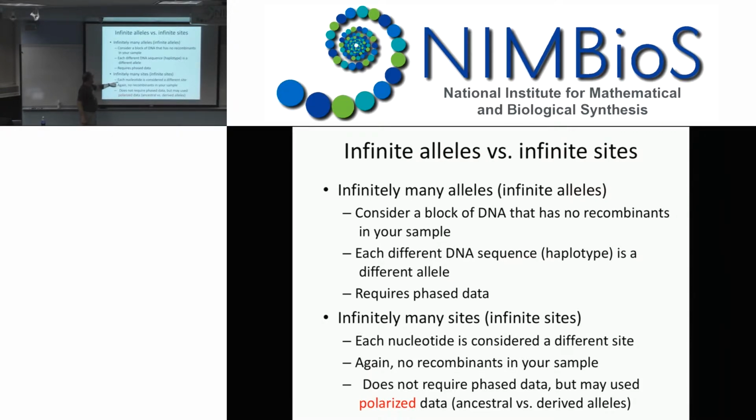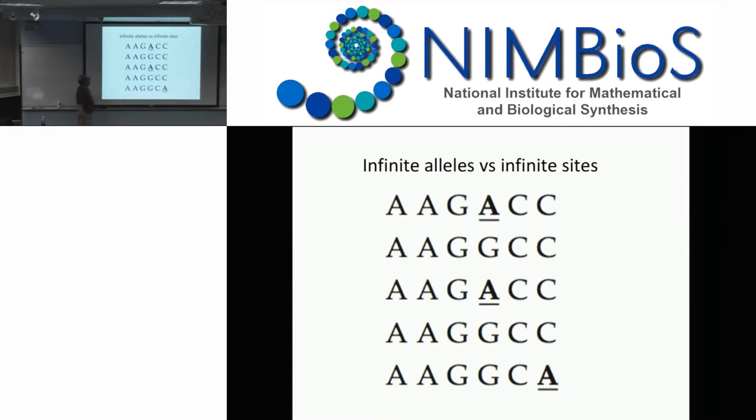I'll show a picture of this in a second. Each nucleotide is considered as a different site. Again, I'm assuming no recombination. This doesn't require phase data, but it may require, depending upon your model, polarized data. So by that, here's an example. So here are 1, 2, 3, 4, 5 sequences.